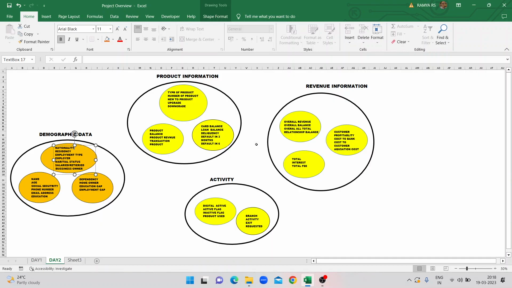Highly possible a single customer can own multiple products. I'm a customer of so and so bank. I have a debit card, I have a credit card, I have a salaried account, I have a home loan, I have a car loan, right? So one single customer can have multiple products. We need to track how the customer is performing in respect of different products.